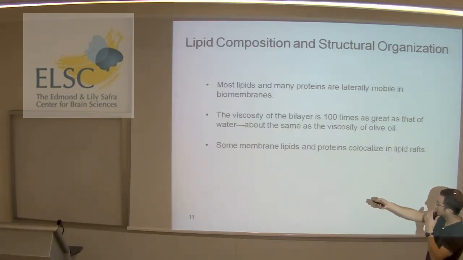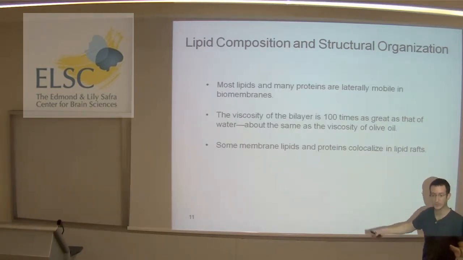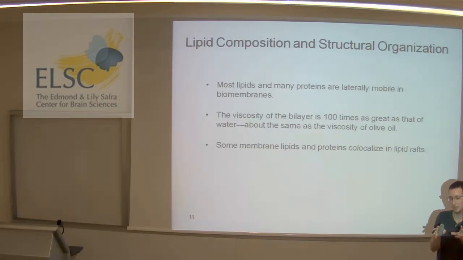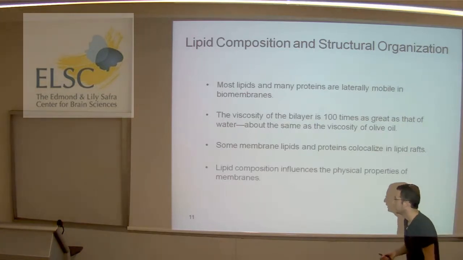Now inside this ocean of lipids that is in constant motion, you find some colocalized lipids and proteins, so to speak, rafts or floating islands, if you wish. These are colocalized lipids, or lipid rafts, which also have some proteins interacting with them.